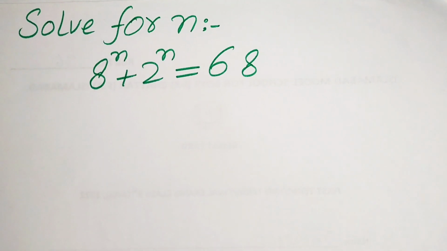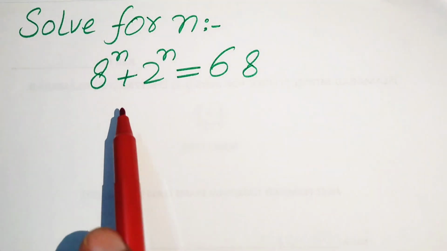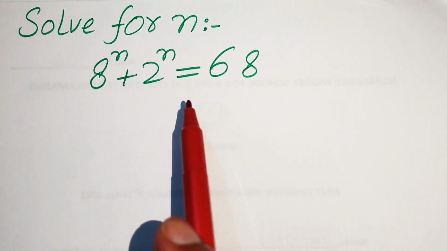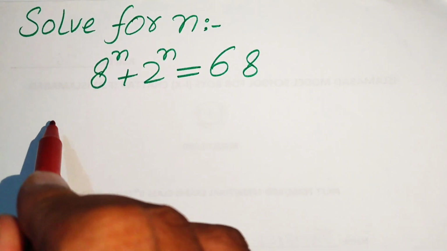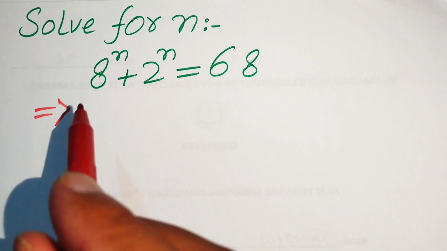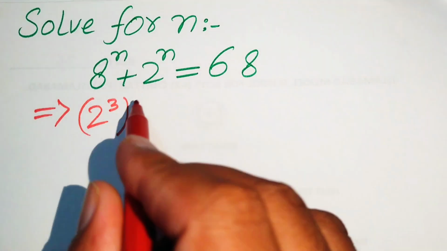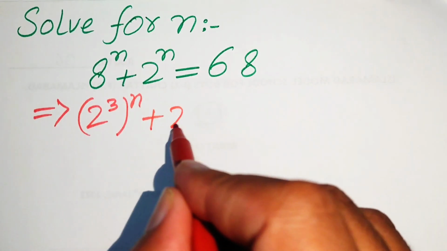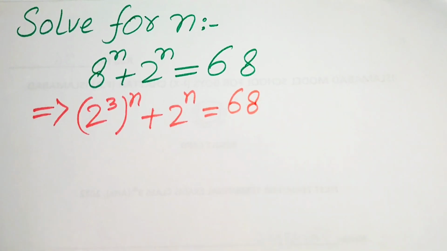Hello everyone, welcome to solve this math Olympiad algebra problem. Here we have 8 to the power of n plus 2 to the power of n equals 68, and we solve this problem for the values of n. So the very first step we are going to do is write this 8 as 2 cubed. We know that 2 cubed equals 8, and its whole power n, plus 2 to the power of n equals 68.